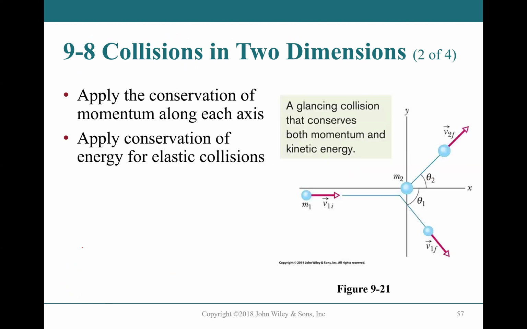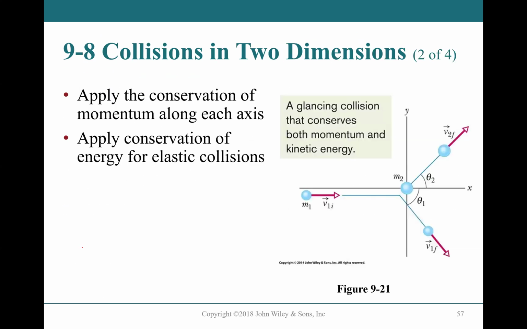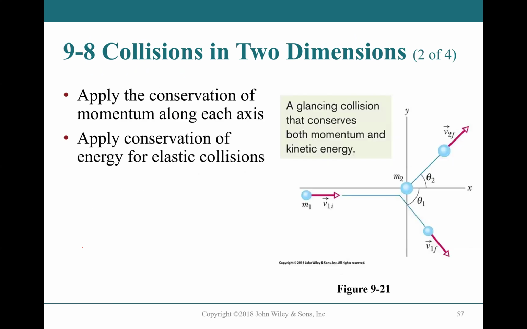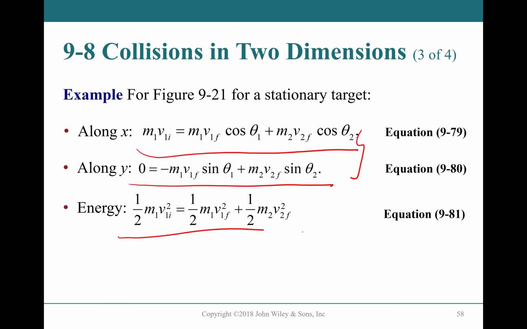Okay. And also we have collision in 2 dimensions. Yeah, let's quickly go over that. This chapter is a little bit long, okay? So collision in 2 dimensions. For collision in 2 dimensions, we have to apply the conservation of momentum in each axis, okay? And if we have elastic collision, then we apply the conservation of the energy. So take a look at these 2 equations. We are going to have conservation of momentum, and the conservation of the energy.